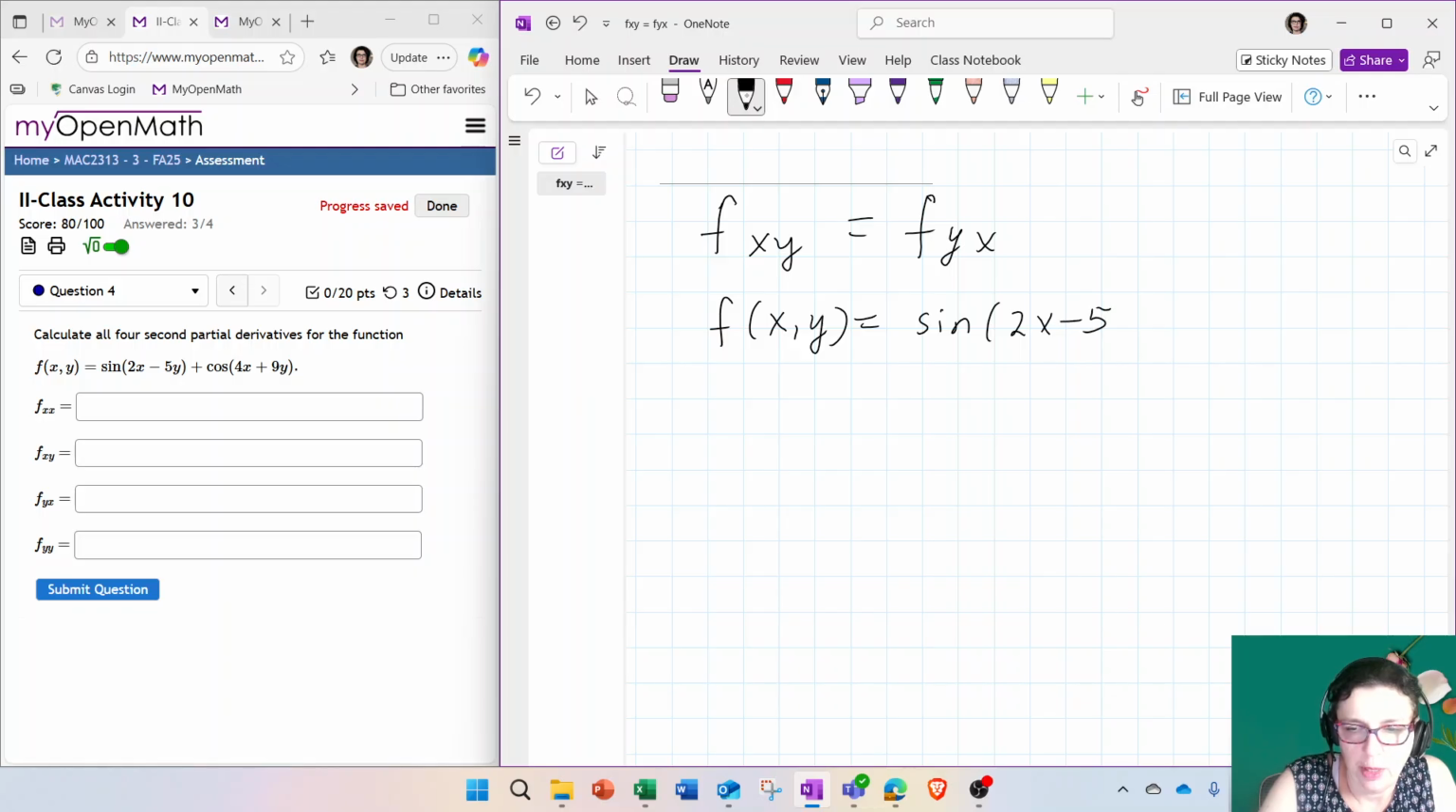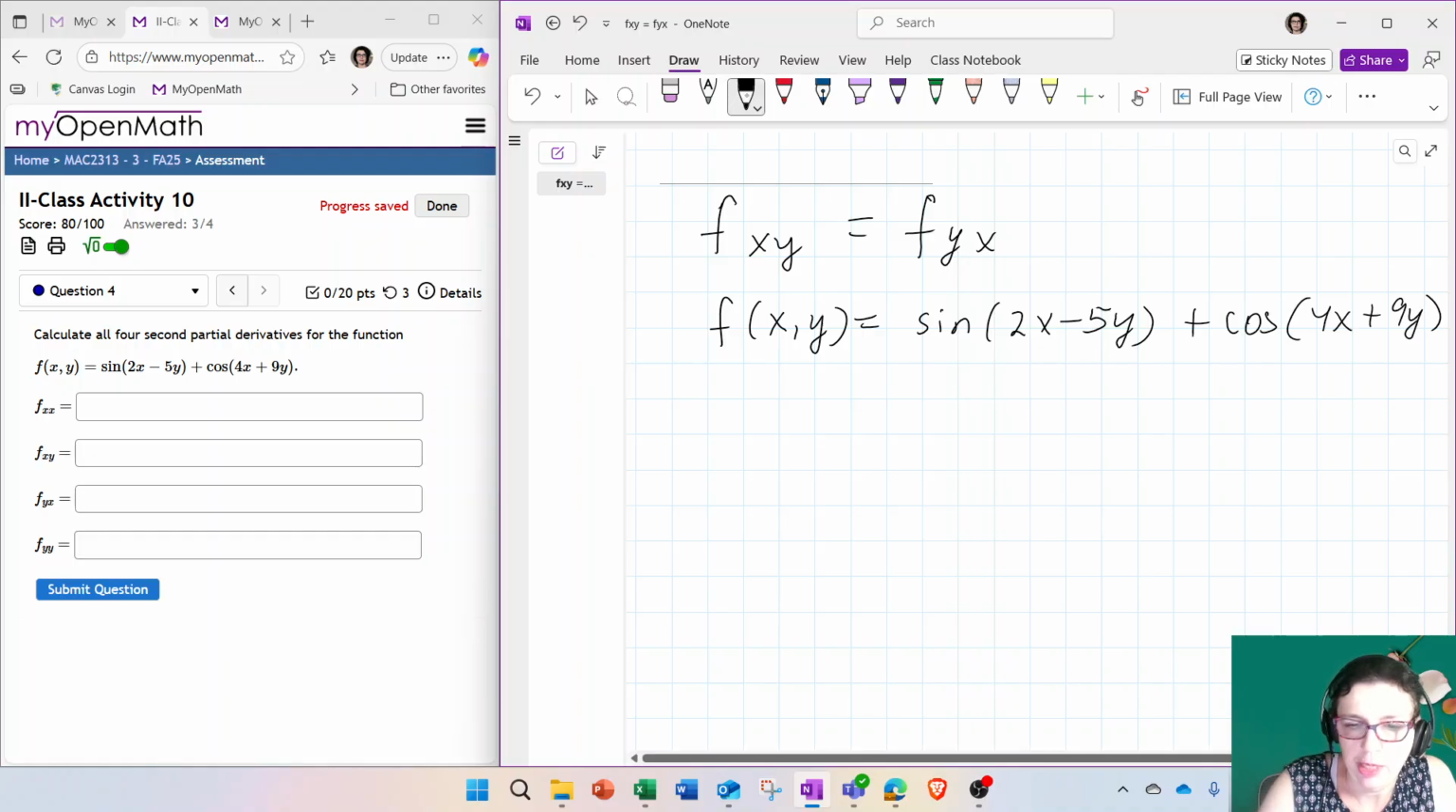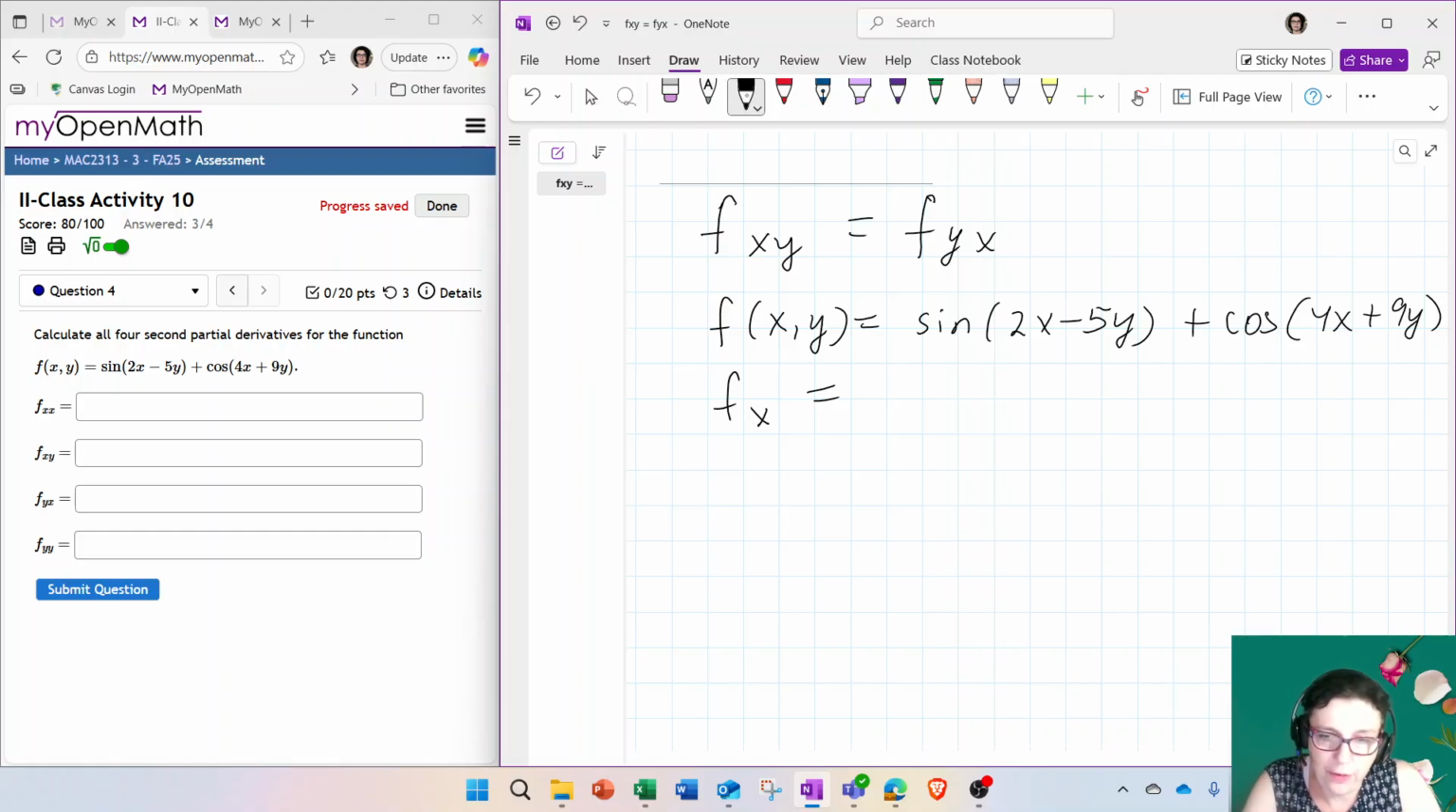So let's see. But first things first, in order to find the second partials, you actually have to find the first partials, right? So let's do that. Let's take the partial with respect to x first. This is where we treat the y variable as a number. Now, this is a sine of a thing. So the derivative of sine of a thing is cosine of the same thing.